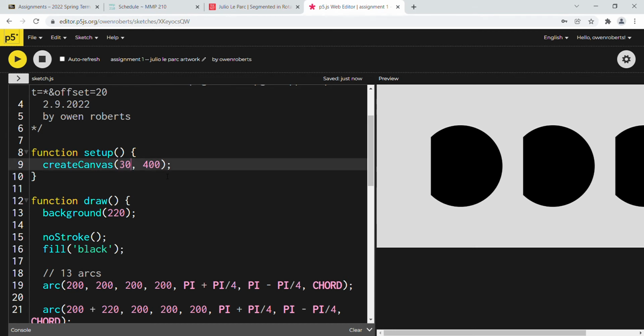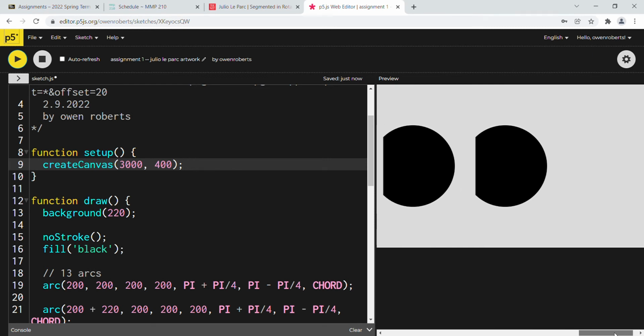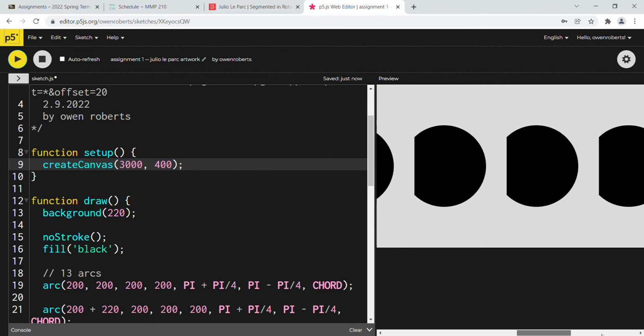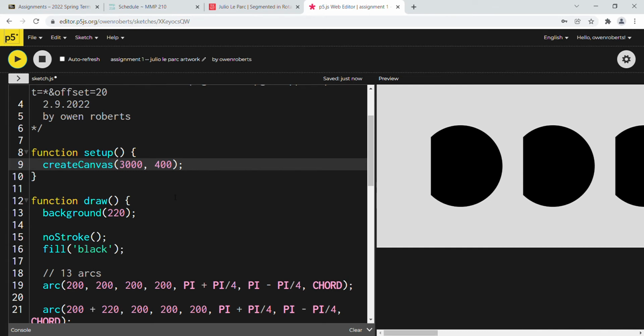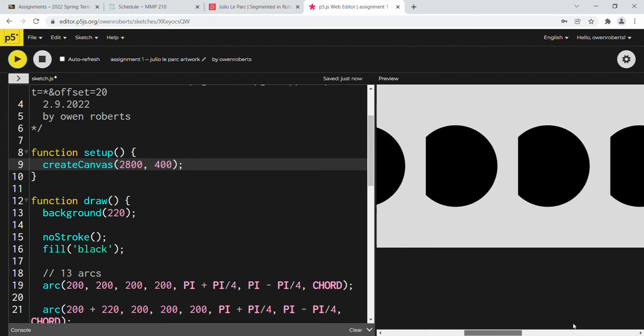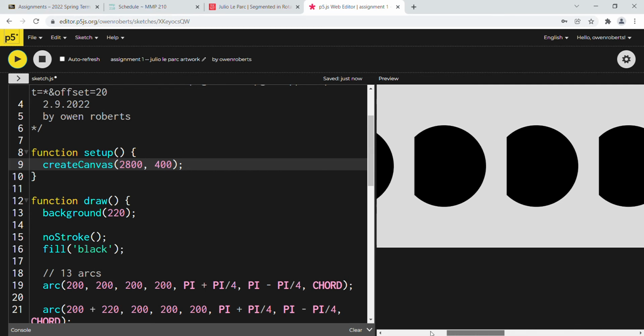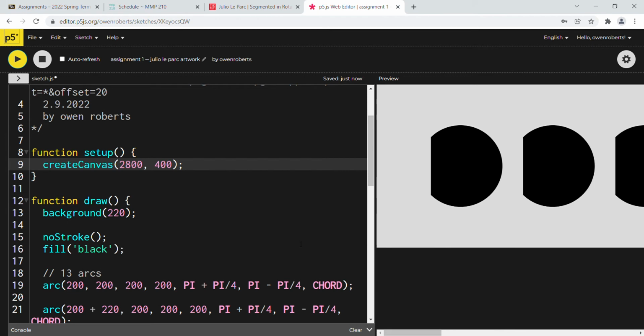I'm gonna start with 3,000, see how that looks. Okay, so that's a little more than I needed. That's okay. So I'll just take a little bit off. I'll say 2,800. Okay, that's pretty good actually. I don't know if it's exactly even, but it looks pretty close. So I'm gonna be okay with that for now. And now the hard part is the rotations.